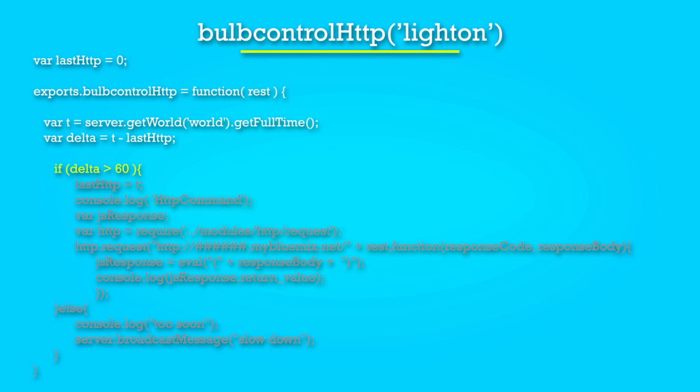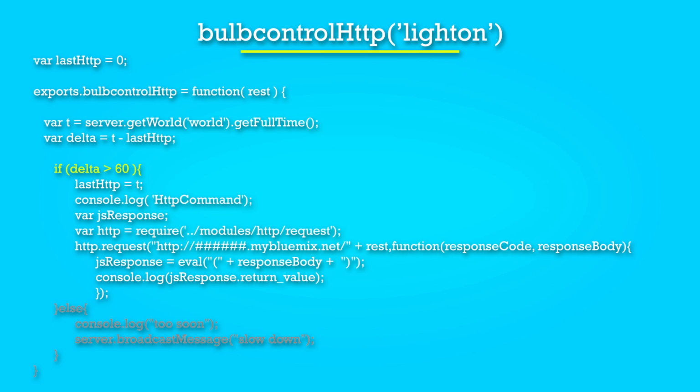If the difference is greater than 60 ticks, we go ahead and send the HTTP request. If not, we log a message to the console and broadcast a message in chat asking people to slow down. Once we are ready to send the actual HTTP request, I log the text HTTP command to the console. This tells me a command is being sent.